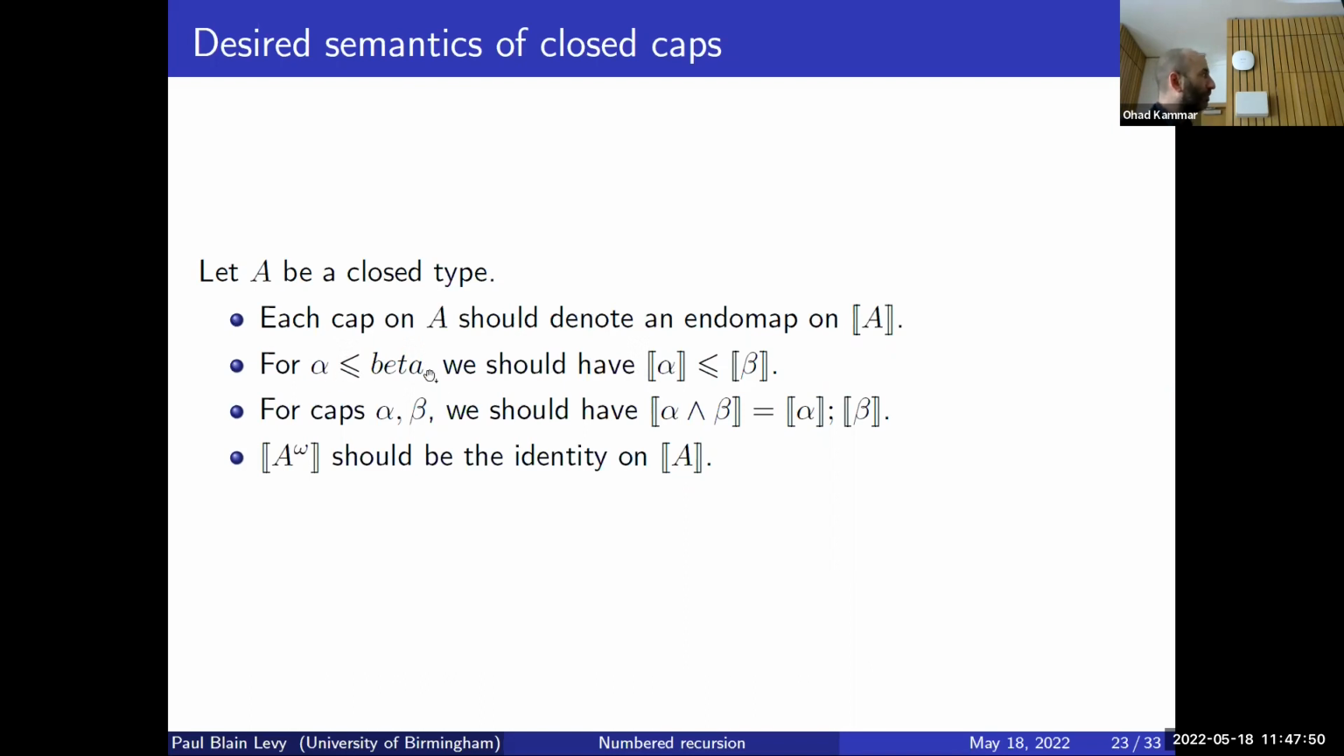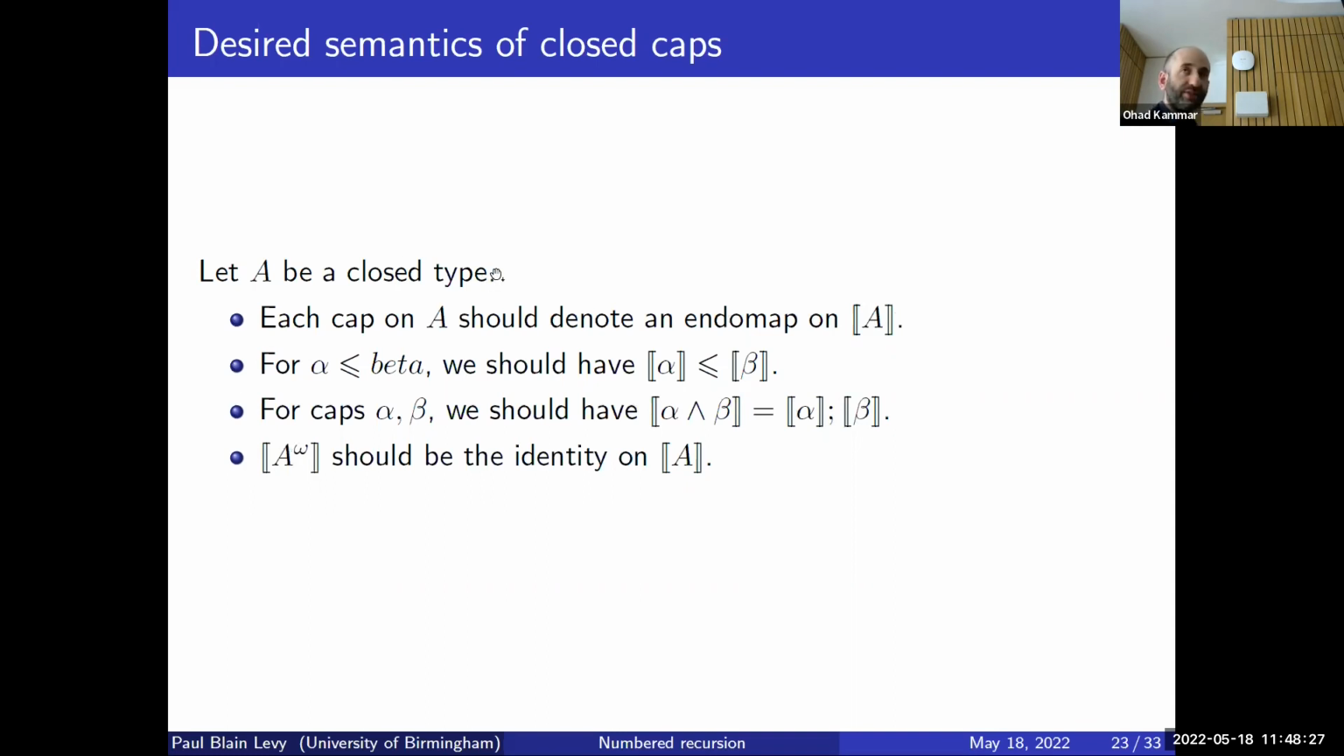First of all, it should be monotone. The semantics of caps should be monotone. Secondly, the meet of two caps should denote the composite. And of course, that means you can infer very quickly that it should also be the composite the other way, right? Beta composed with alpha. So although in general, endomaps don't commute, the particular endomaps that we're using are going to commute, right? And finally, we want this thing, the top cap, should denote the identity. These are the three basic properties. This is what makes everything work.